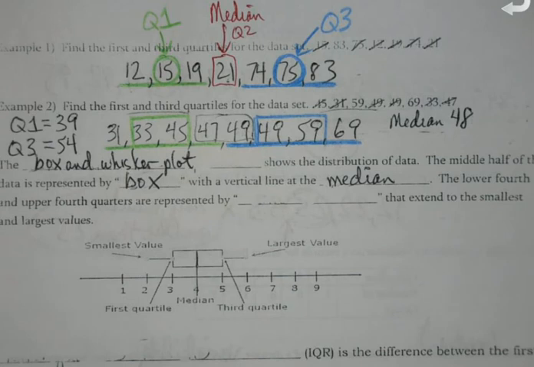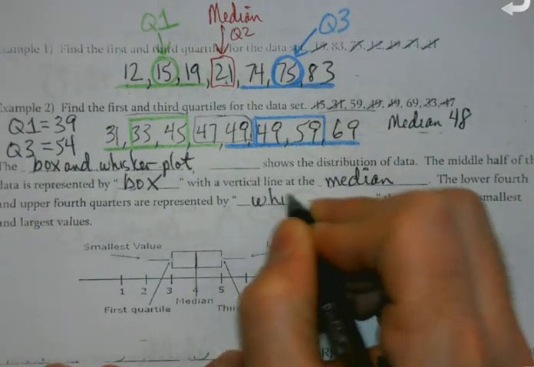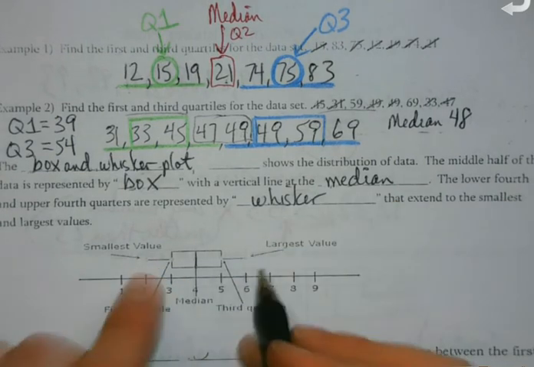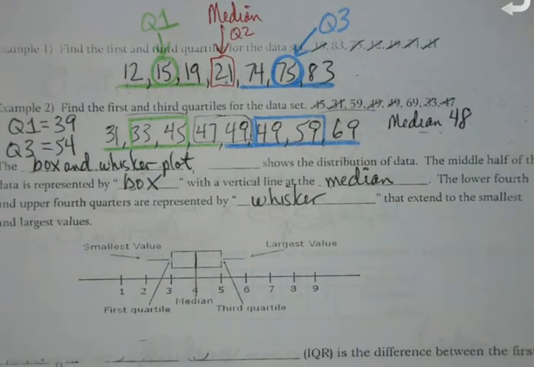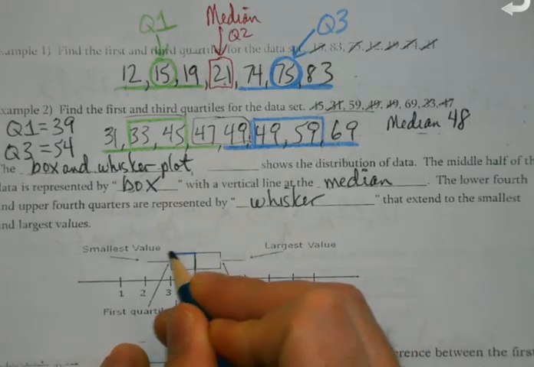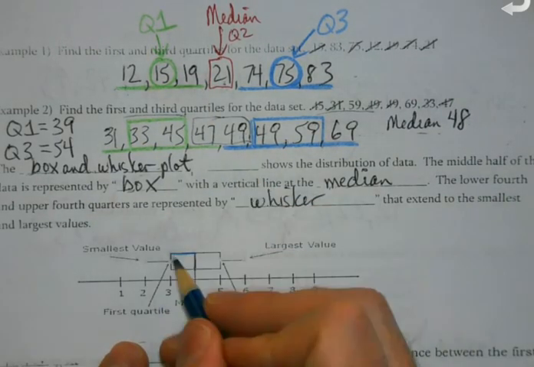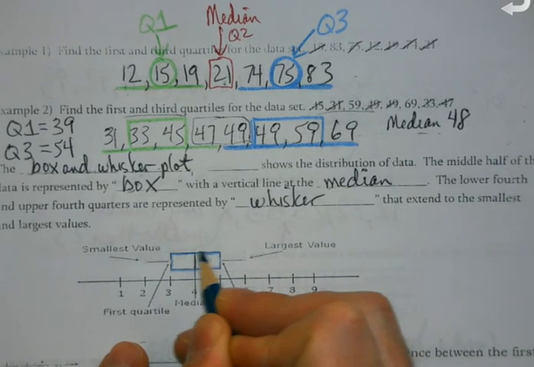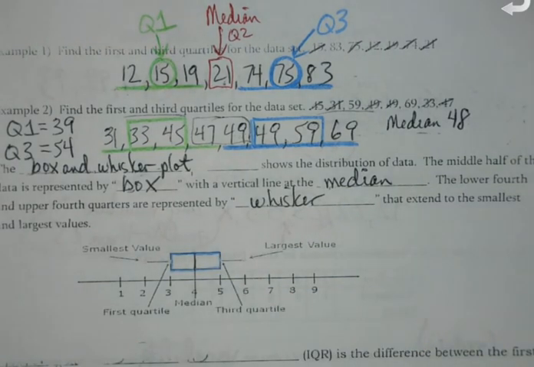And then the lower fourth and upper fourth quarters are represented by what's called a whisker, or a line that's outside of my value. So my first quartile, my median, and my third quartile, when I find those 3 values, like I did in the first and second examples, they're going to create my box. Any value outside of that is going to be my whisker. And you're like, that's a lot to deal with. But it's not really once you actually get to start playing with it a little bit.